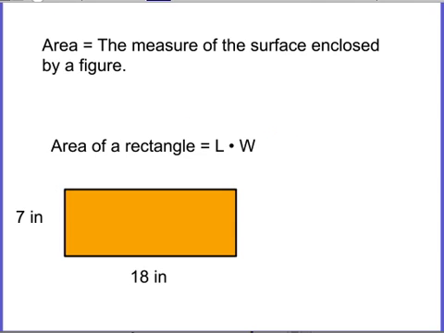Now let's talk about area. The area is the measure of the surface enclosed by a figure. So if you think about the perimeter, it's kind of like a fence around the border, but the area is the part that's inside that fence, right? So the area is enclosed by the perimeter. The area of a rectangle, real simple. You guys know this already probably. It's just length times width.